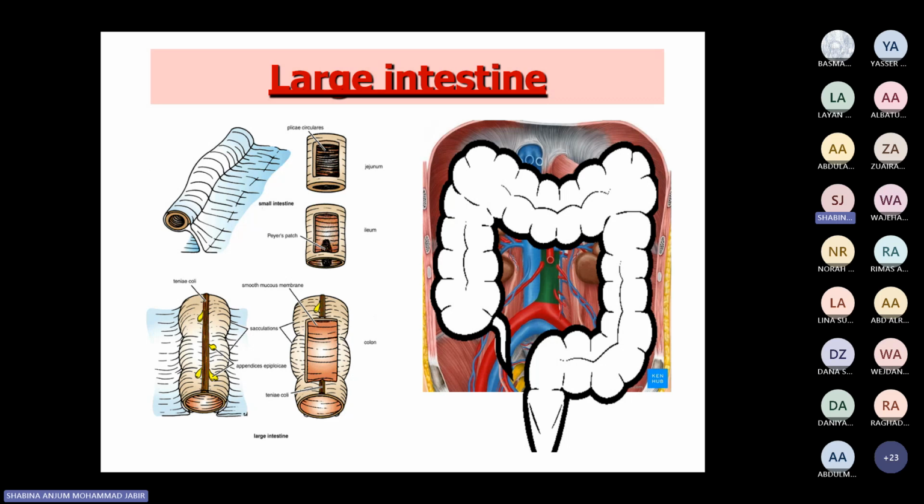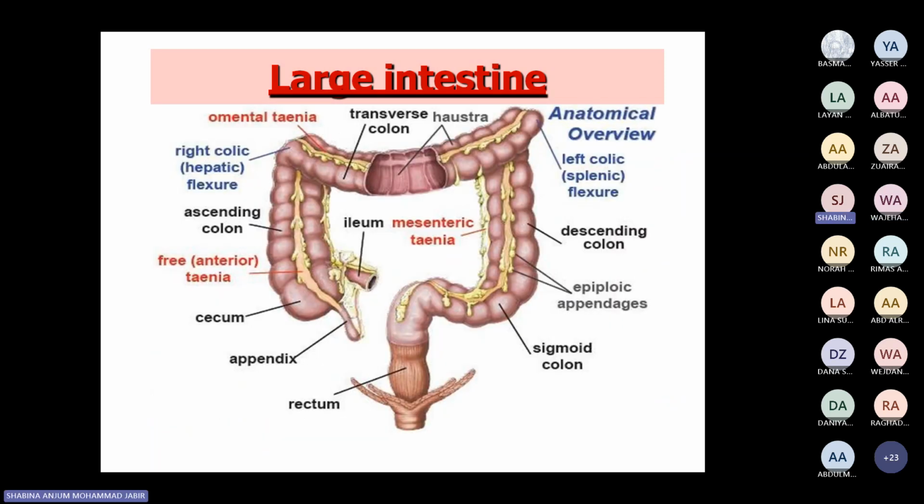Do you remember what are the histological layers of the GIT? Anyone? Yes, please. Mucosa, very good. Submucosa, muscularis externa, very good. Serosa. Very good. So we have the four layers. What about the muscularis externa? How are the muscles arranged? Any idea? Two muscles. Circular and longitudinal, right?